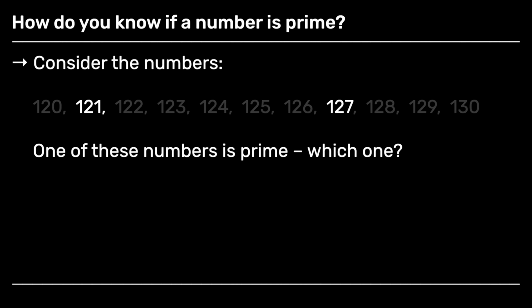Let's try the 11. We take the numbers when we add and subtract the digits consecutively. 1 minus 2 plus 1 equals 0. Since that's divisible by 11, 121 is divisible by 11. So we can get rid of that. That leaves us only one candidate, 127.